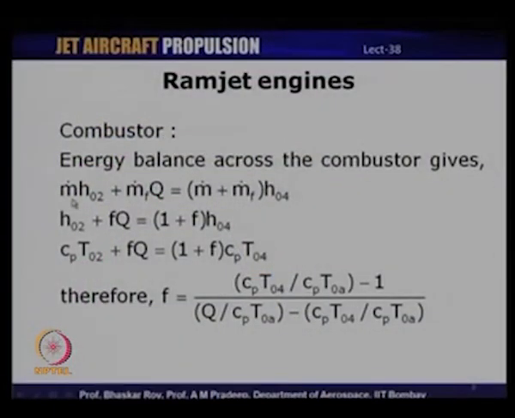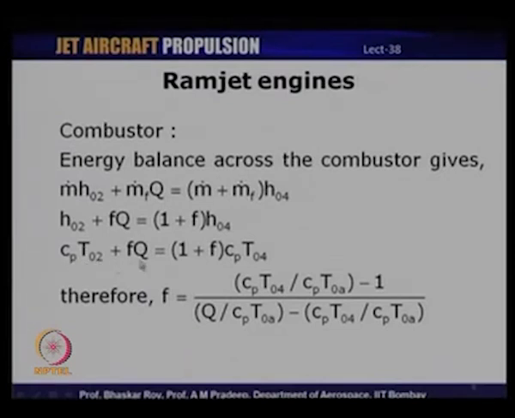So, let us carry out the energy balance here. For the combustor, we have m dot, which is the mass flow rate of air, multiplied by the enthalpy at the inlet, that is H02, plus m dot f, which is the fuel flow rate, multiplied by the heat of reaction Q. This is equal to m dot plus m dot f multiplied by H04, which is the enthalpy at the exit of the combustion chamber. So, we simplify this, we have H02 plus f, which is m dot f by m dot, into Q. Q corresponds to the heat of reaction or calorific value of the fuel that is used. This is equal to 1 plus f into H04. So, enthalpy we know is Cp times the corresponding stagnation temperature.